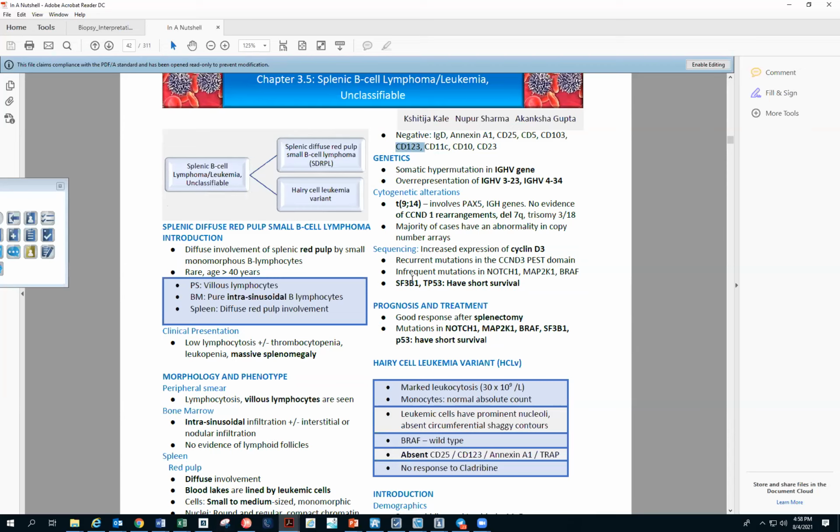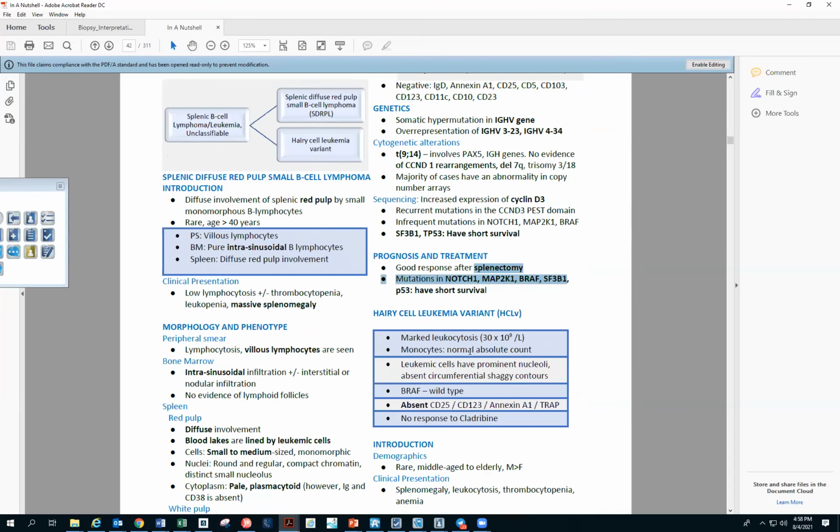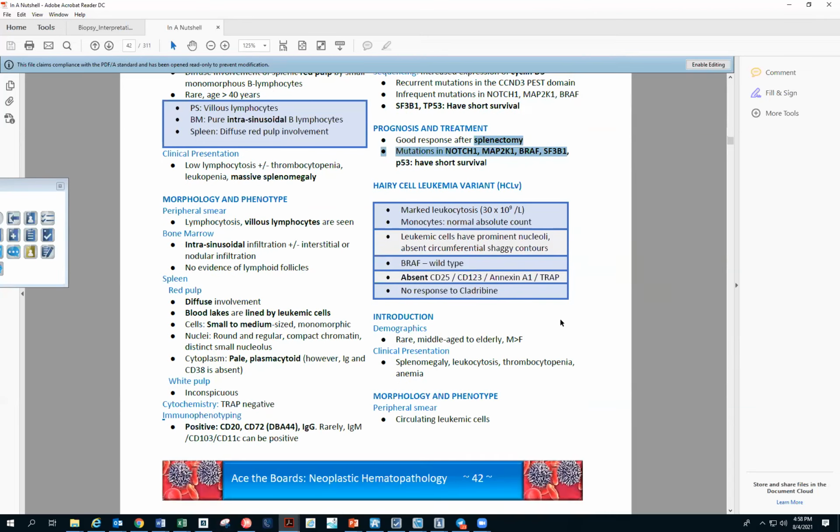And then this is, let's skip all of that. The treatment is splenectomy. Hairy cell leukemia variant, that's important. So now, marked leukocytosis, that's one of the things. So 30 × 10^9. Monocytes, normal absolute count. So monocytopenia is usually a feature of classic hairy cell leukemia rather than variant.